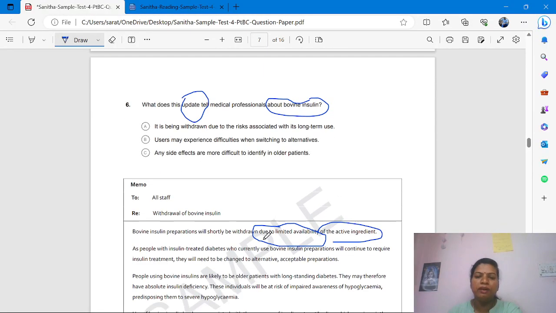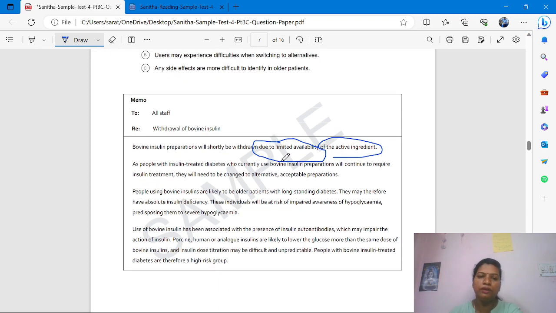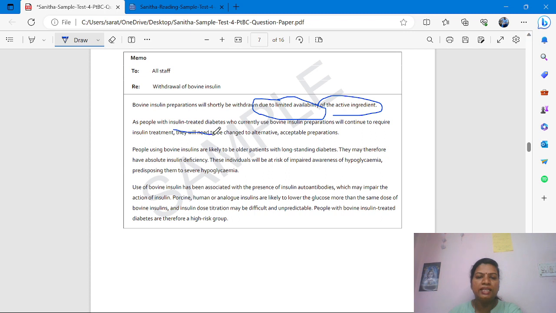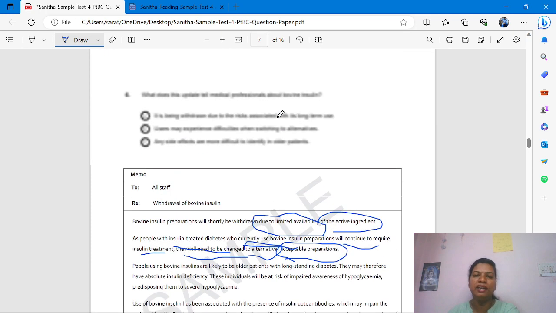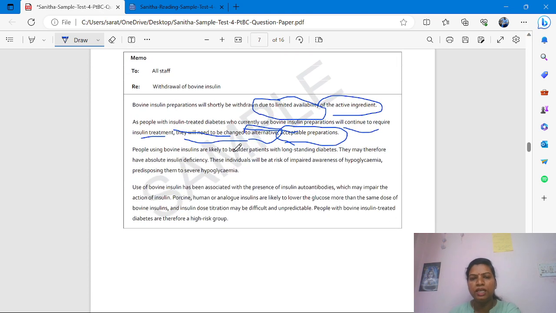So the concerned department is giving some information on what we have to do if it is limited, if it is withdrawn. People with insulin-treated diabetes who are currently using bovine insulin preparation will continue to require insulin treatment. Some patients use insulin for a long time, so they need to be changed because of the unavailability. They need to be changed to an alternative and acceptable preparation. Any patient using bovine insulin needs to change.